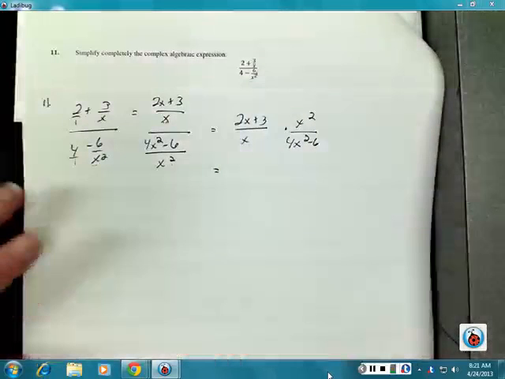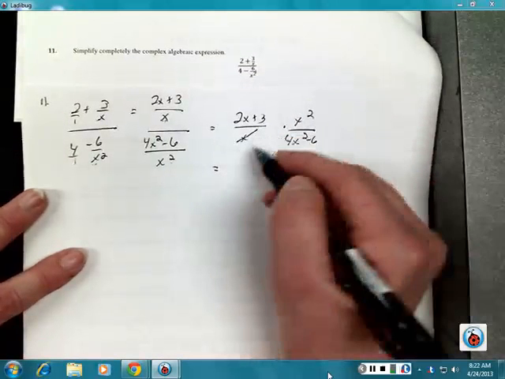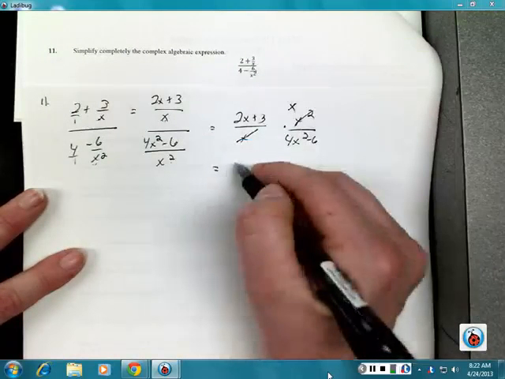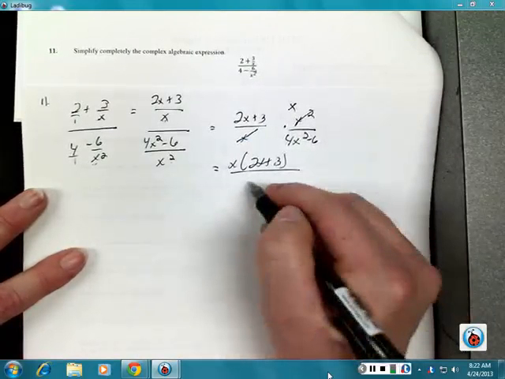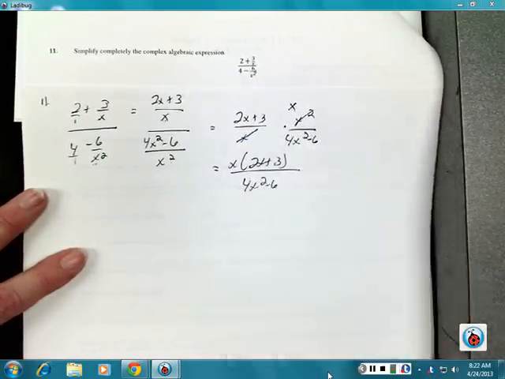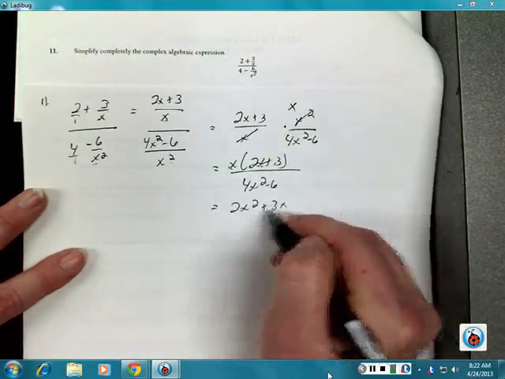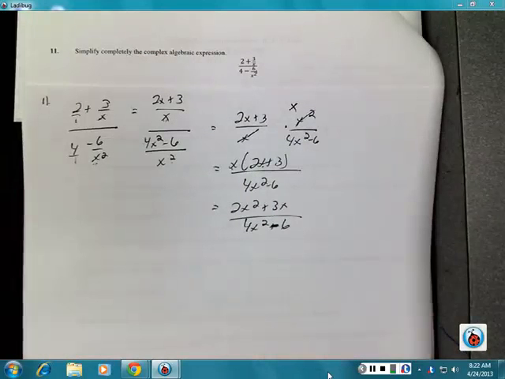So what would be my solution to this one? Well, the only thing that cancels is the x and the x squared. So that leaves me with x times 2x plus 3 all over 4x squared minus 6. Multiply the x through, so I have 2x squared plus 3x all over 4x squared minus 6. And I can't break that apart any more than what it is. Okay, that makes sense? We good with that one?